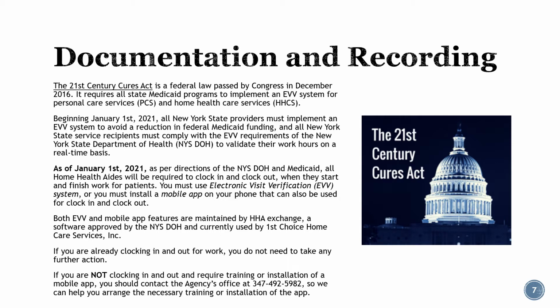If you are already clocking in and out for work, you do not need to take any further action. If you are not clocking in and out and require training or installation of a mobile app, you should contact the agency's office at 347-492-5982, so we can help you arrange the necessary training or installation of the app.